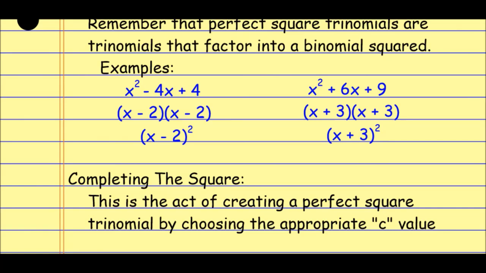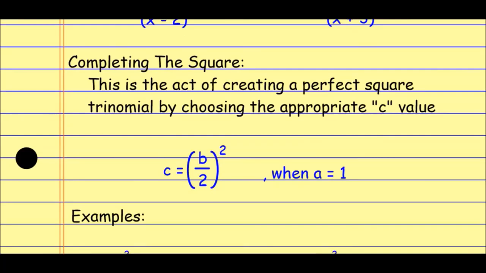First, we need to figure out how to create a perfect square trinomial. The act of completing the square is the act of creating that perfect square trinomial. All we have to do is choose the right C value, the right constant term, the right number at the end. Regardless of what B value I have, regardless of what's in front of the x, I can create a perfect square trinomial by simply picking the right value for the constant term. Here's how we do this. We do B divided by 2 and square it. That's it. We take the coefficient of x, divide it by 2 and square it.